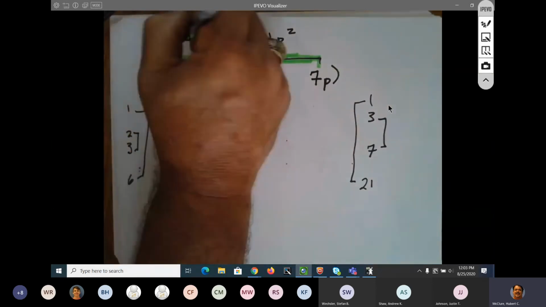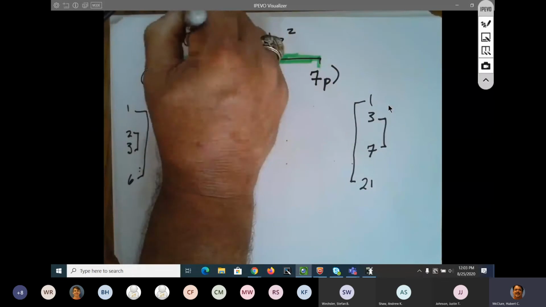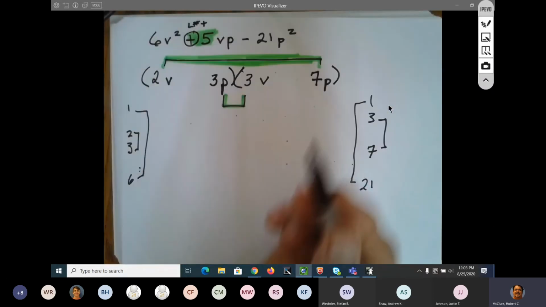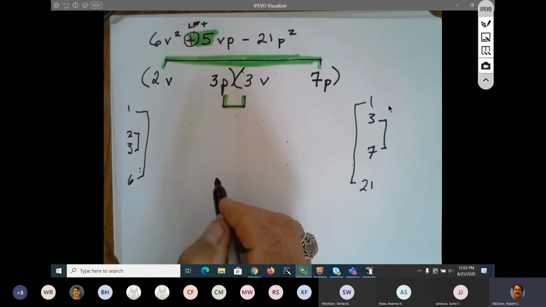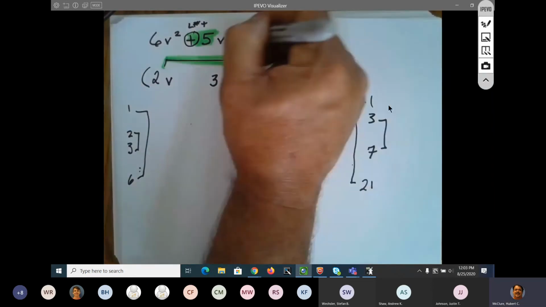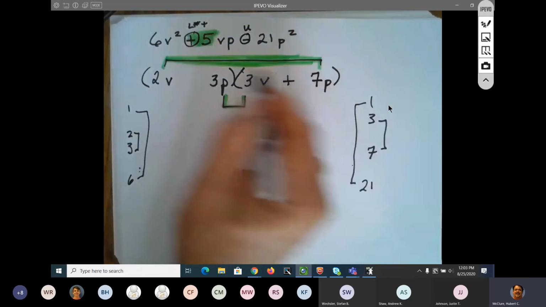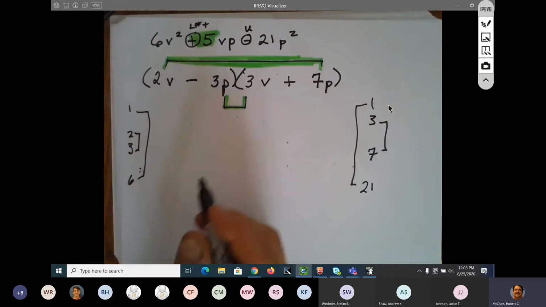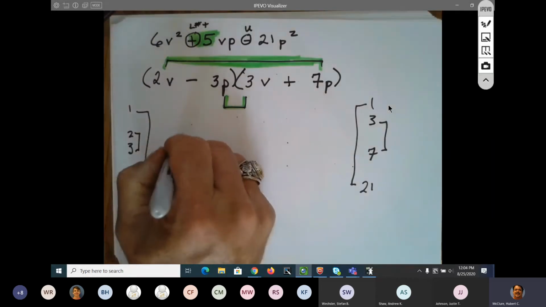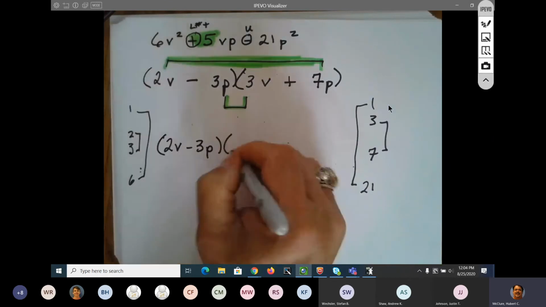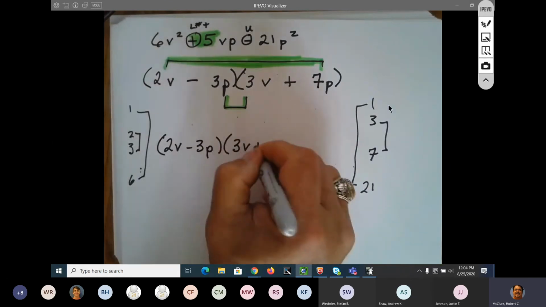Now this sign right here tells us that the largest number has to be positive. So what's larger, 9 or 14? 14. This tells us unlike. So if that's positive, this is negative. And I guarantee you there's somebody out there going, I'm glad he's going over this. 2v minus 3p, 3v plus 7p.